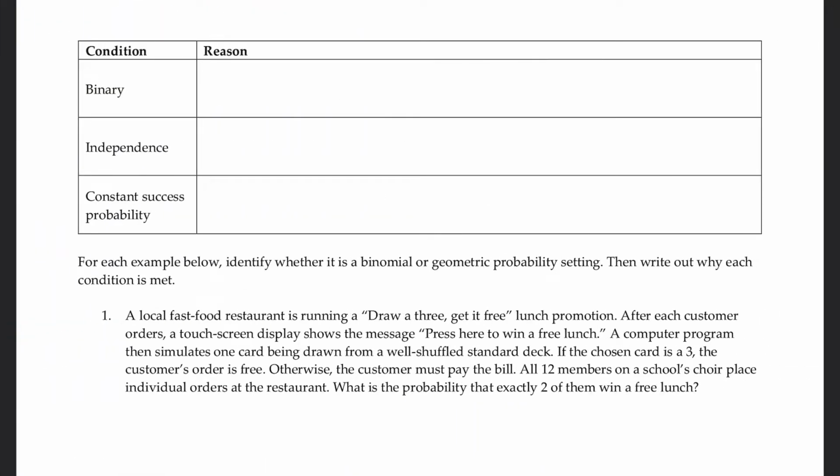All right, so we're going to get back into the conditions. We're going to find ourselves knee-deep in conditions a lot, especially during the 2nd semester. And so we're going to talk a little bit about how these conditions help us out here. So the conditions from before: binary, independence, constant success probability. And I want to go through and talk about the reason or the details, the clarifications as to why we have these things. So let's do that really quickly.